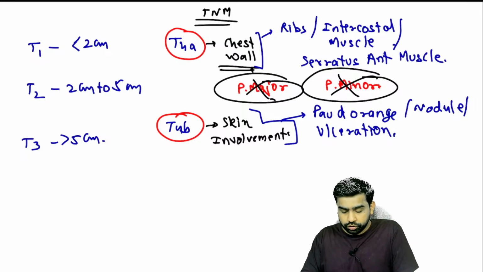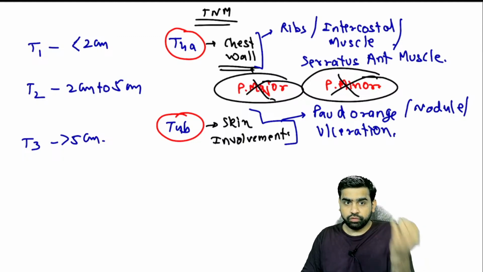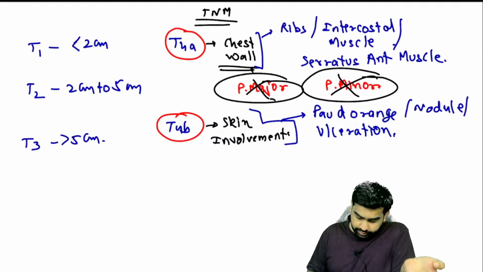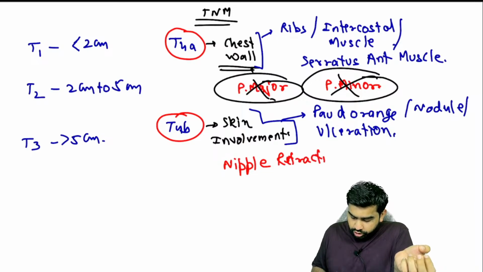So if at all the question says that there is an ulceration, there is a nodule, or there is Pau d'Orange, all these particular things are said to be a part of involvement of the skin. Okay, but if at all, let's say they say that there is a nipple retraction, okay, or there is dimpling.